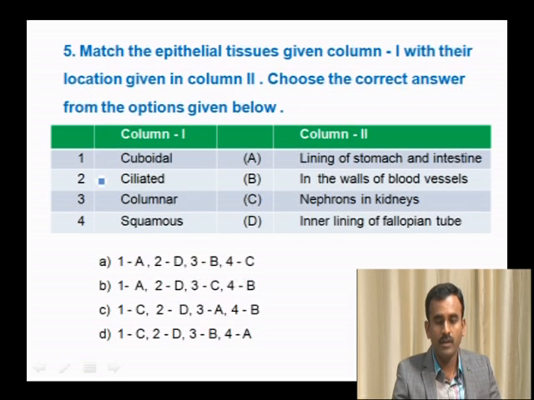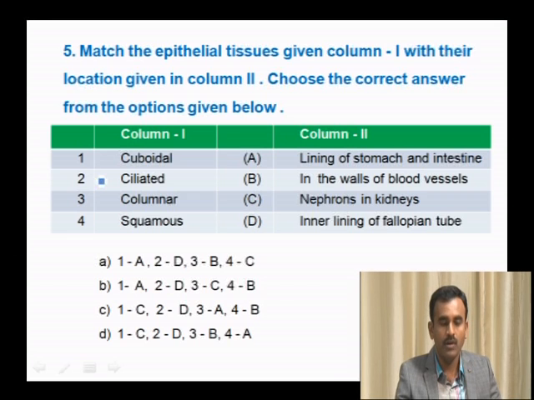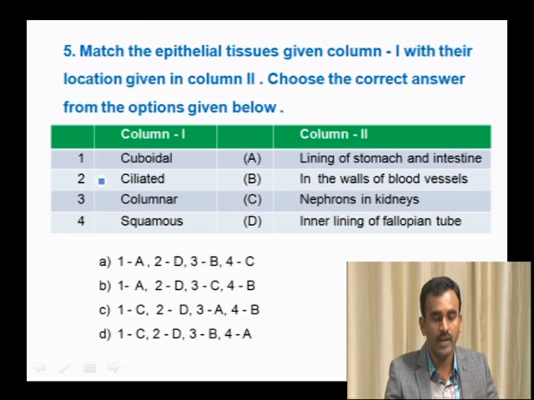Match the epithelial tissue given in column 1 with their location given in column 2. Choose the correct answer from the options given below. In column 1 they have given 4 different types of epithelial tissues, and in column 2 they have given their functions and locations. We need to match column 1 with column 2.